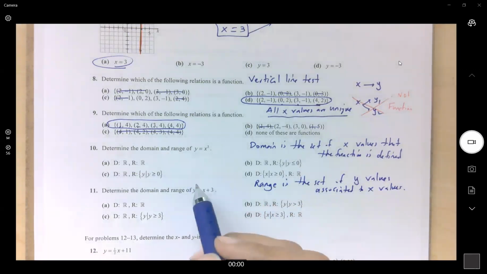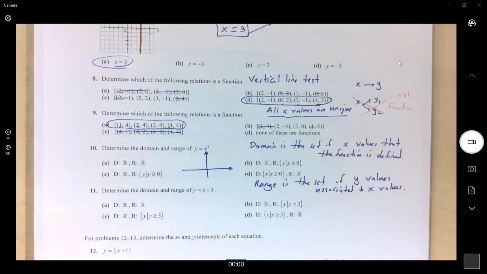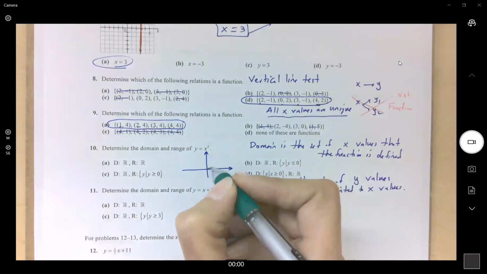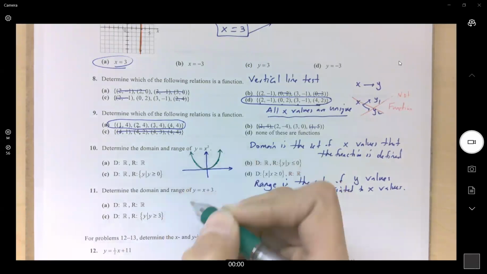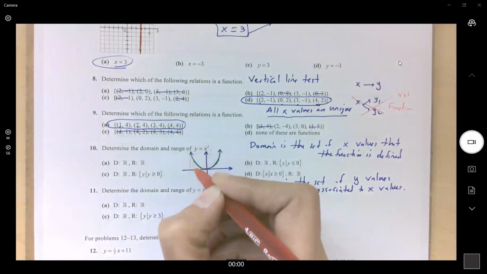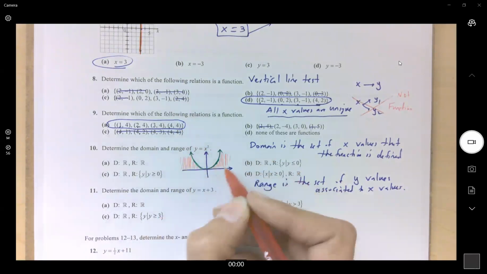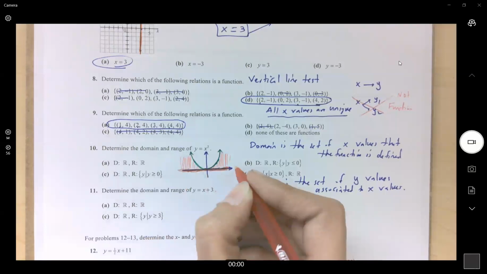Here you have y equals x squared. What's the graph like? This is a quadratic function with a parabola. This is a parabola, opens up, and this is the graph. So to identify x values for the domain, we can look at the shadow of the graph on the x-axis. This graph continues from left, from right. So these are all acceptable x values. All real line. This is your domain.